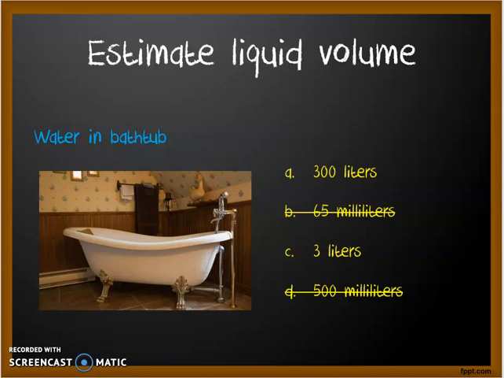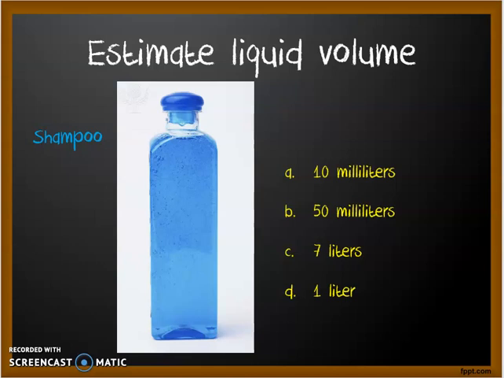So now I'm left with 300 liters and 3 liters. Out of these choices, what makes the most sense? Well, we just saw that picture in the previous slide of the 3-liter bottle of Pepsi. I think this tub is going to hold way more water than that. So the most reasonable answer is 300 liters. I hope you're seeing, guys, that you kind of have to go through a process of elimination to figure out the best, most reasonable answer, because you're not going to need to know it exactly. Let's do one more example.